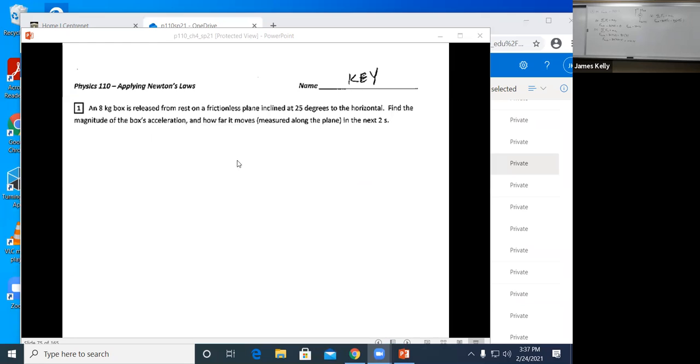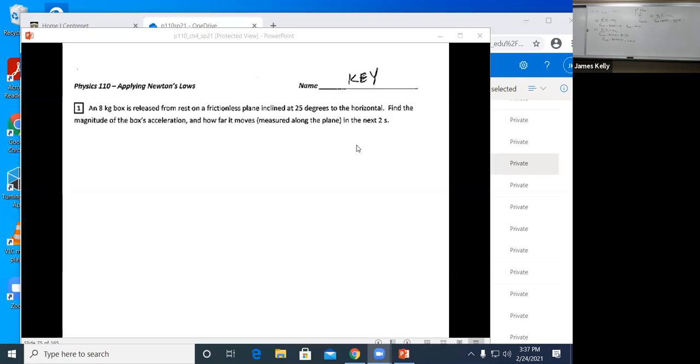Maybe I should draw a picture of it. And I bet I have a picture once I start clicking ahead. Find the magnitude of the box's acceleration. It's going to accelerate down the frictionless ramp. And how far it moves in the next 2 seconds. Hey, that sounds like a kinematics problem.